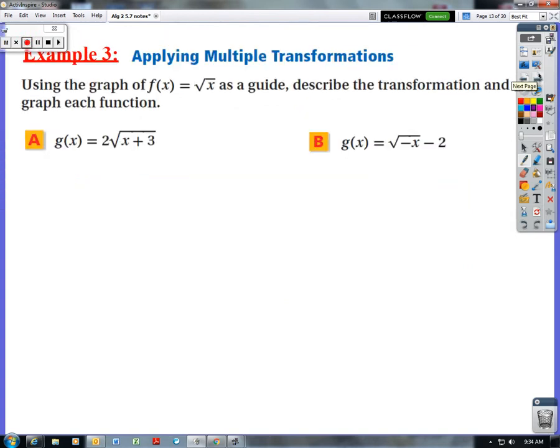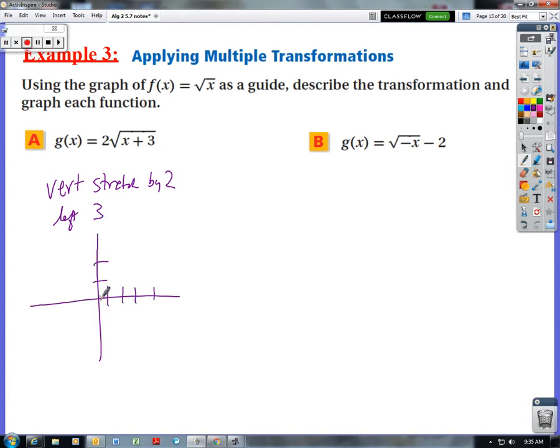Okay, they're being nice to us on this first one. We don't have to worry about a horizontal stretch or compression. So it's still very straightforward. It's really the same type of problem we've been doing all along today. So it's still a vertical stretch by 2, and it's just a straightforward left 3. And it's another radical. I'm wondering if I should even take your time to show you what it looks like. I guess I can do it as quickly as I can here.